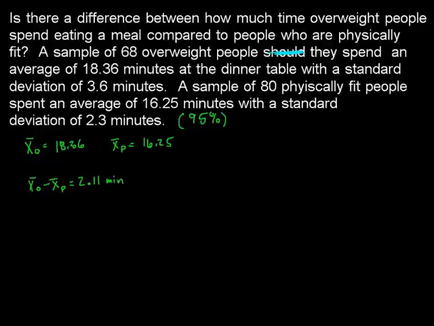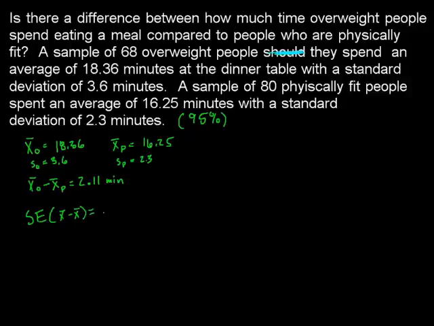Now, that's just what my two samples showed. Somebody else's sample might show 1 minute. Somebody else's sample might show 3 minutes. So we want to know what the true difference is, and that's what we're trying to use the confidence interval to estimate. The only other things we need are the standard deviation of the overweight sample, which was 3.6, and the standard deviation of the physically fit sample, which is 2.3, because we need those to calculate our standard error of the difference.